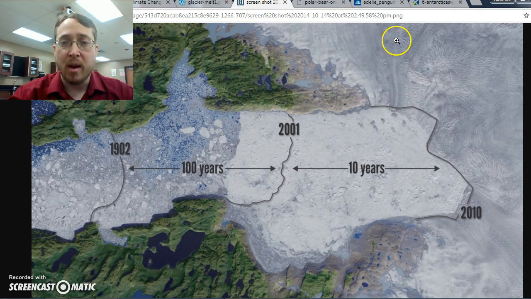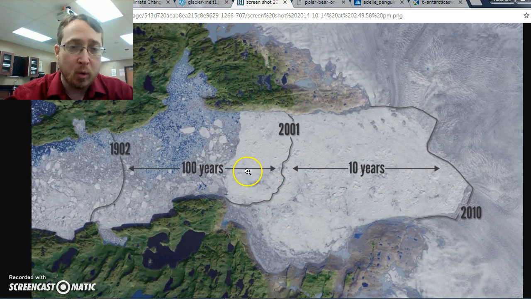And in other measurements, when they think about how long the glaciers are, from 1902 to 2001, it took 100 years for this much of the glacier to melt, and then from 2001 to 2010, it took 10 years for that much. So 9 miles of glacier melted in the last 10 years, but then in the 100 years before that, only 8 miles of the glacier melted.